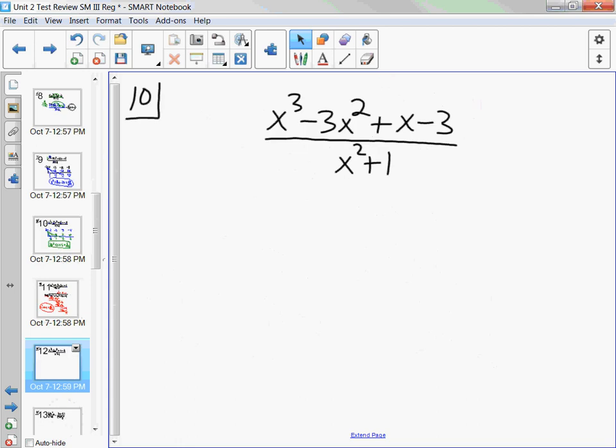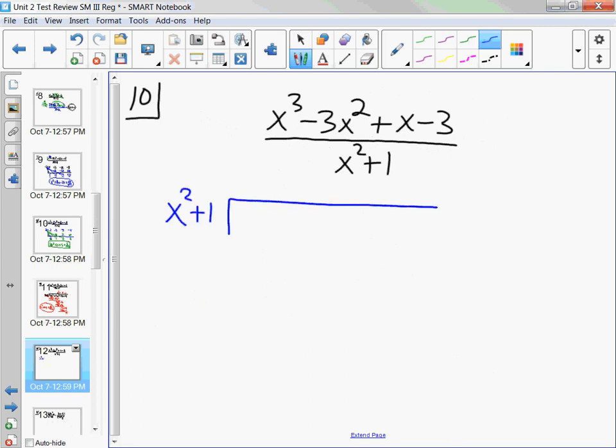Here's another long division problem. I will be dividing x squared plus 1 into x cubed minus 3x squared plus x minus 3. So what do I multiply x squared by to get x cubed? The answer is x. So I multiply x times the x squared plus 1. And so x times x squared is x cubed. And x times 1 is x.